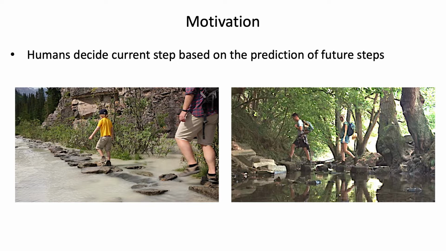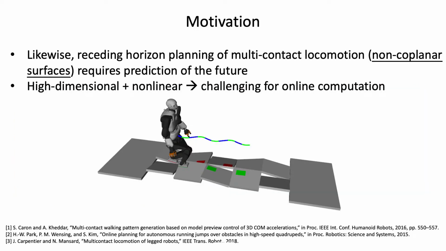When facing challenging terrain with arbitrary surfaces, humans usually decide the best location and timing of their current step, based on their prediction of future steps. Likewise, when planning multi-contact locomotion in a receding horizon fashion, predicting a few steps ahead is necessary to guide the immediate actions, especially when the terrain has non-coplanar surfaces. However, this usually gives rise to a high-dimensional and nonlinear problem, which is challenging for online computation.